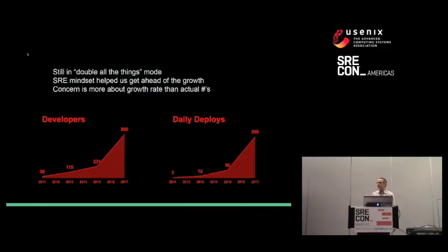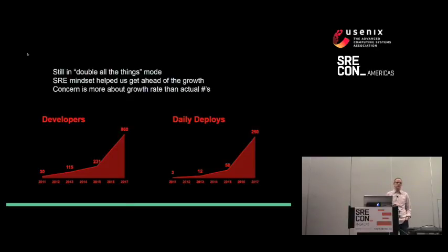Growth continued at a kind of ridiculous pace. Everything's doubling, but having the SRE model, the production engineering model, definitely helped us stay ahead of that. But the main thing we are preoccupied with is not actually the size; it's the growth rate. We're always trying to predict not just linear, like if things go as they are, what do we need to have in place? It's like, what happens if things double in a couple months? Then what do we do? Trying to stay ahead of that growth rate is the thing that keeps us awake at night, I guess.